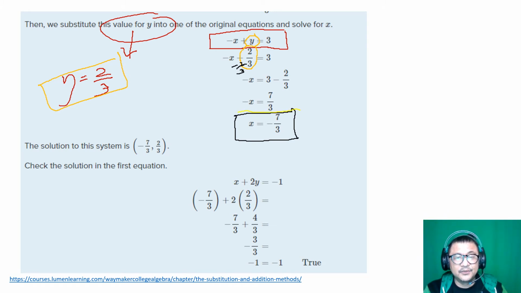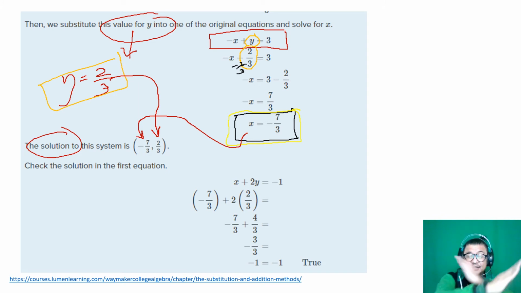And a while ago, we already got the value of y. All right, what do I do next? Put them together. x goes there, y goes there. All right, this is now the solution. If you're going to graph it, that's where they're going to meet.